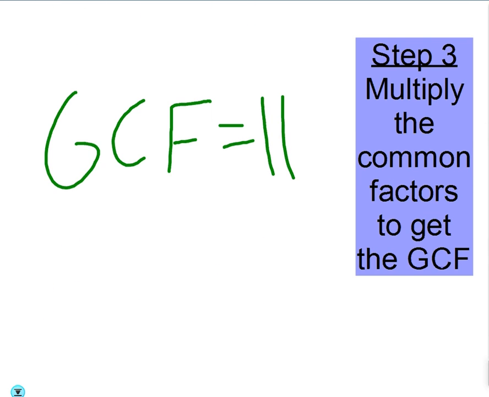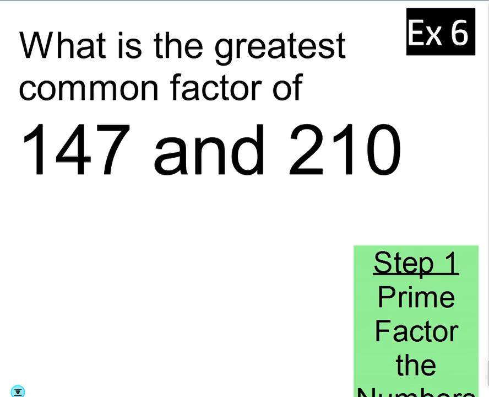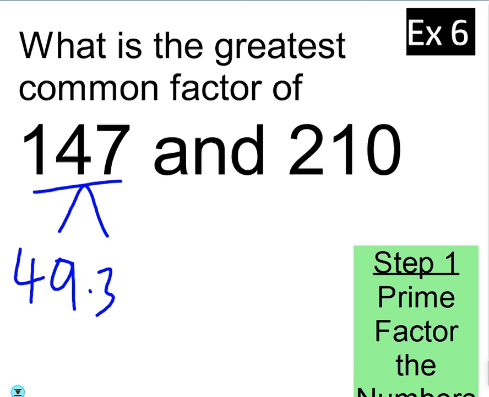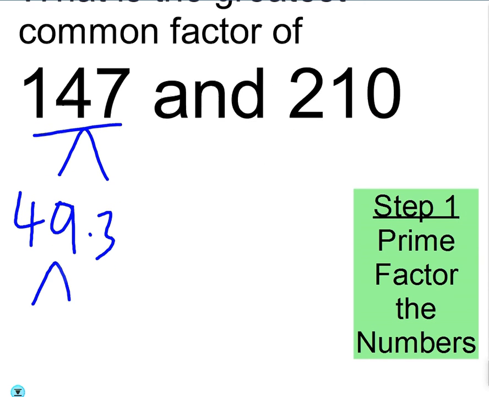Okay, we'll do one more and I'll give you the worksheet. I made the last one the most challenging. 147 and 210. What could possibly go into 147? Nope. How about 49 and 3? I know 3 goes into it because if you add 7 plus 4 plus 1, that's 12, and 3 goes into 12. All right, so now we can break down the 49 into 7 times 7 and then drop the 3 down.